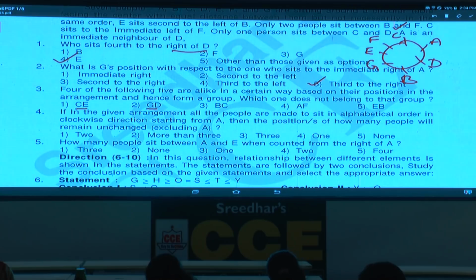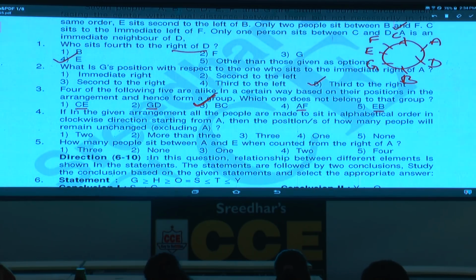Then choice 4, A and F. Between A and F how many persons? There is exactly one person. And between E and B also there is one person, except in choice 3. And in the remaining there is exactly one person between these two. But whereas in B and C there are at least 2 persons, choice 3.